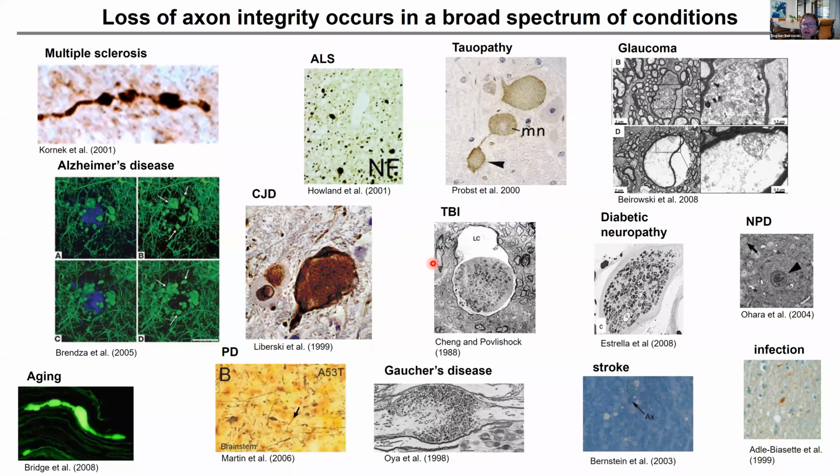So therefore, it's not surprising that loss of axon integrity occurs in a broad spectrum of neurological conditions. This ranges from the most classical disorders like Alzheimer's disease, multiple sclerosis, Parkinson's disease, to very widespread current health problems such as diabetic neuropathy and glaucoma. For example, in diabetic neuropathy, many people are not aware of this: 50% of all diabetes patients develop this kind of metabolic neuropathy as a complication.